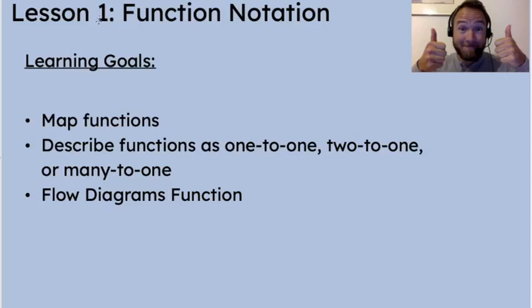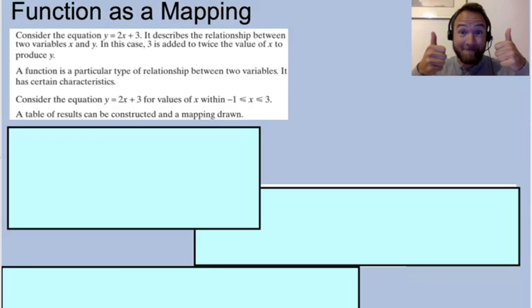Lesson 1 of functions. So we're going to talk about maps of functions. We're going to talk about being able to describe functions as one-to-one, two-to-one, many-to-one, flow diagrams of functions, also domain and range. So we'll also see these words, domain and range. These are very important. Okay, so functions as a mapping.